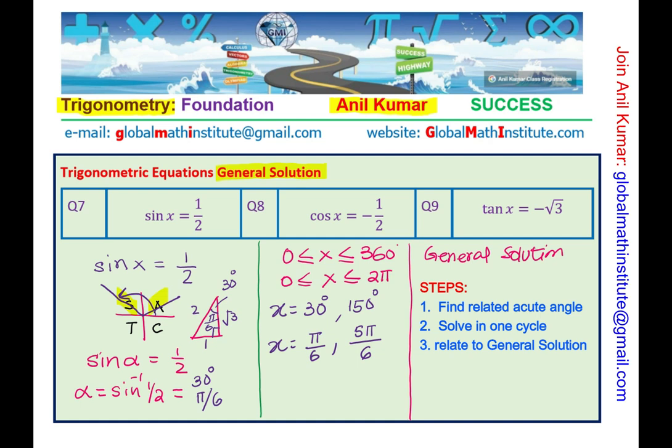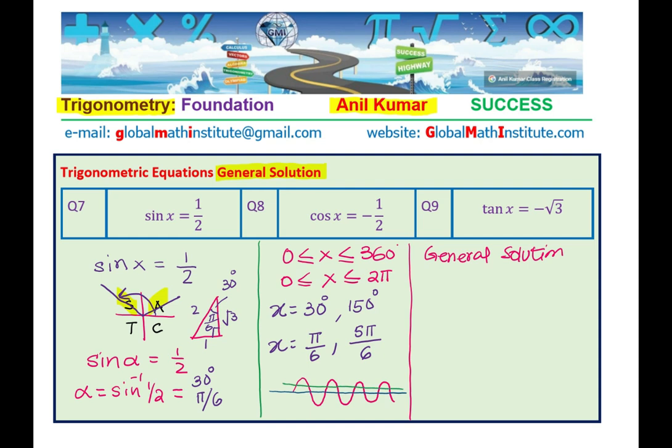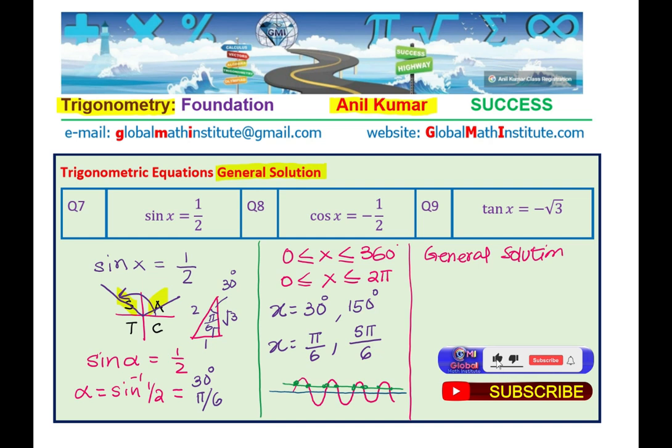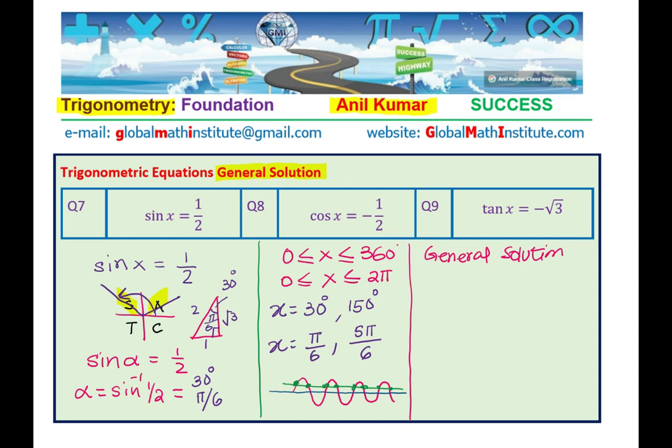And then to generalize it means we know the sine waves are periodic, right? So that is the sine wave, correct? What we are looking for, the value of half means, so all these points, right? All these points. Now, time period for one cycle is 360 degrees or 2 pi, correct? So the general solution should be what?